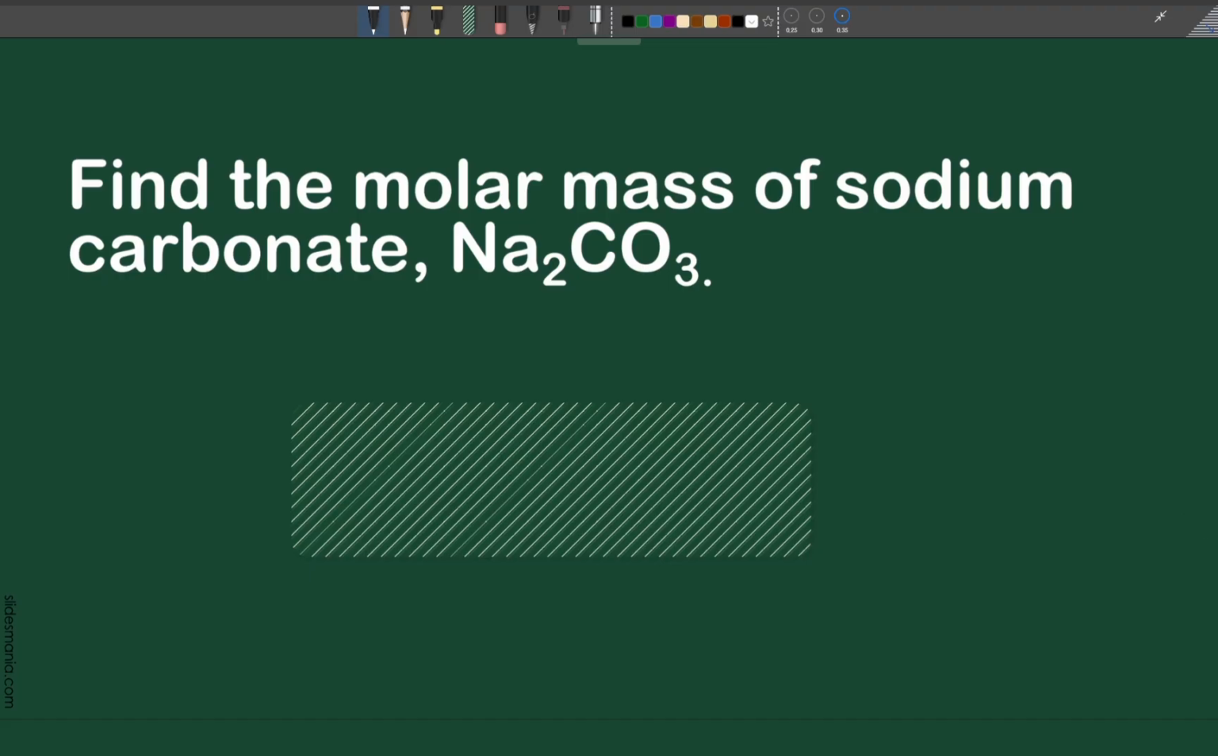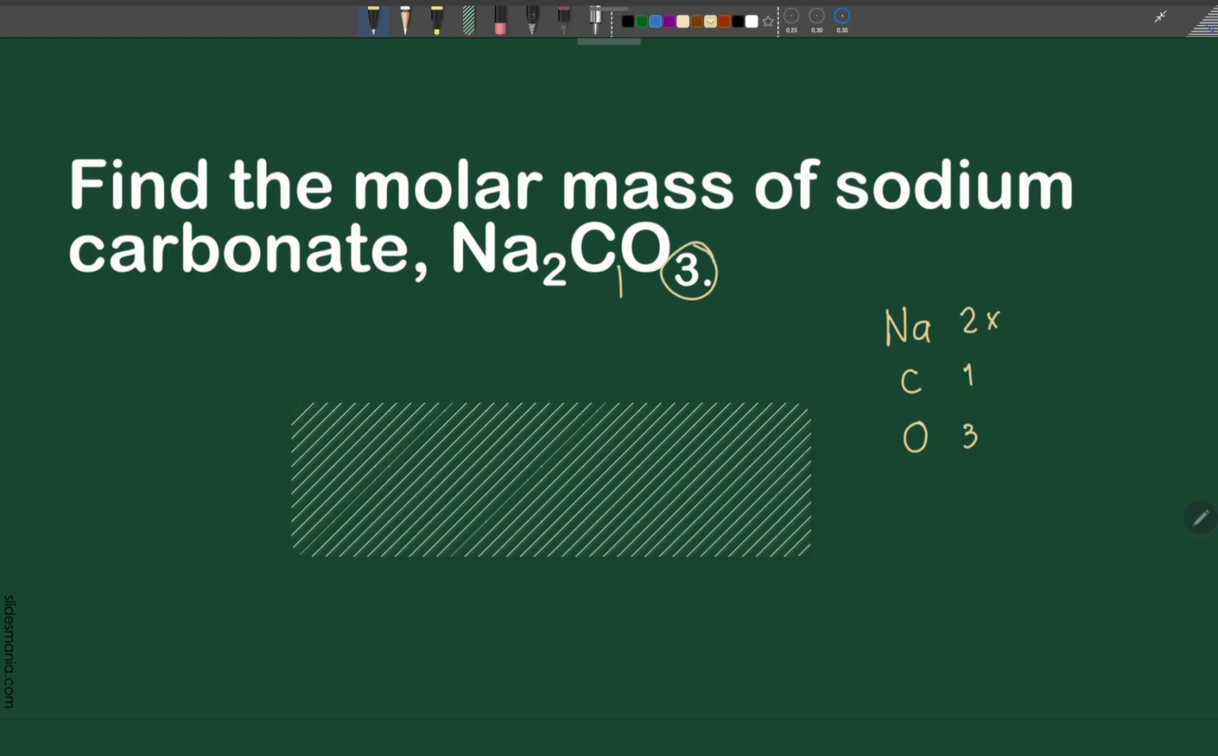So the subscript tells you the number of atoms. Okay, and if there's no subscript, that's automatically 1. So you first list down all the elements. We'll have here Na, C, and then O. Then multiply by the number of atoms. So we have 2, 1, and 3. Again, this is the subscript: 2, 1, and then 3.